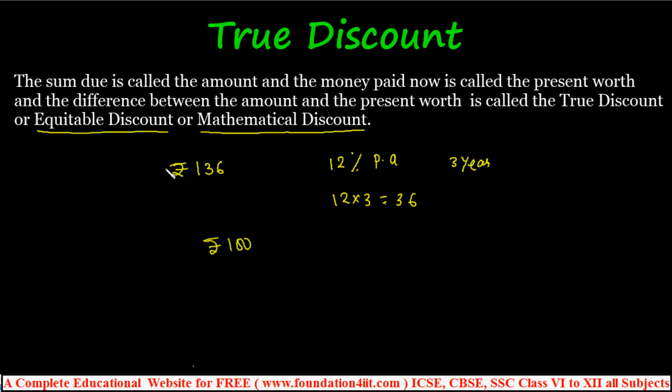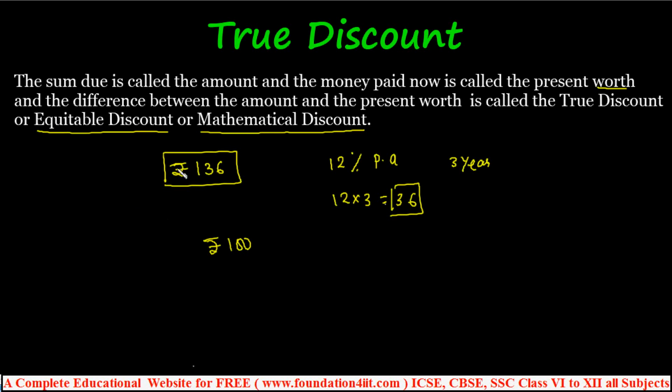So this is a simple example. 136 rupees is due for 3 years. How much is supposed to be paid if the rate of interest is 12%? For 3 years at 12% rate of interest, 36 should be subtracted from this. It is similar to the simple interest concept, with a small difference. That's why you can write: the difference between the amount and the present worth is called the true discount. The 36 is the true discount and this 100 is what clears the debt now. The sum due is called the amount and the money paid now is called the present worth, or present value.